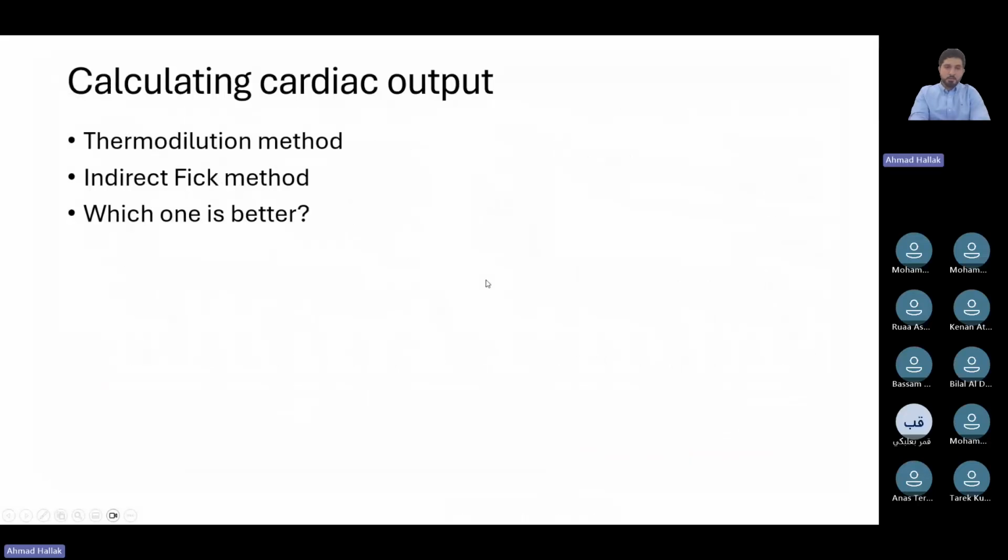The second thing that we talk about in the right heart cath is calculating the cardiac output. So there's multiple methods in determining the cardiac output. The gold standard is the direct FIC, but that's incredibly inconvenient, and I don't know any lab that actually does that, except maybe in research labs. So the two methods that we have available are the thermodilution method and the indirect FIC method. Whoever is familiar with them, which one do you think is better?